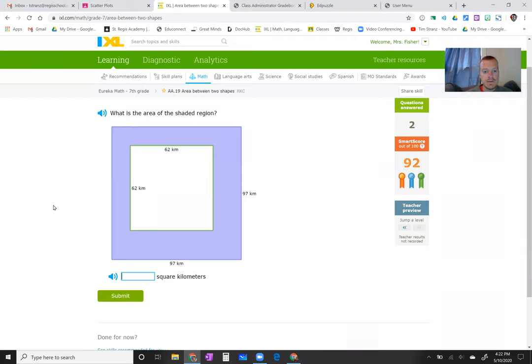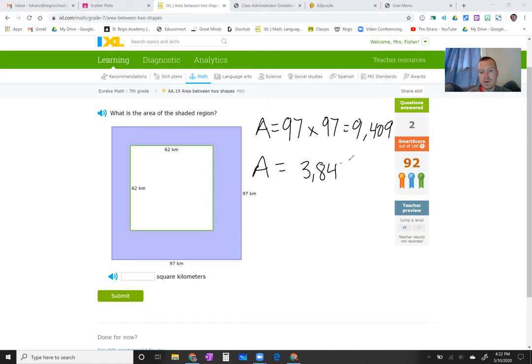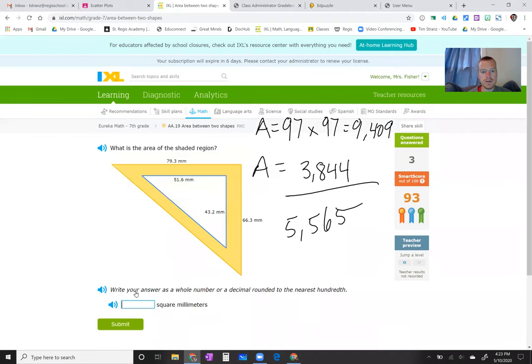Again, the larger one is going to be 97 times 97, which is 9,409. The area of the smaller one is going to be 62 times 62, which is 3,844. So we just need to subtract these two now. 9,409 minus 3,844, we get 5,565. Okay, let's try another one.